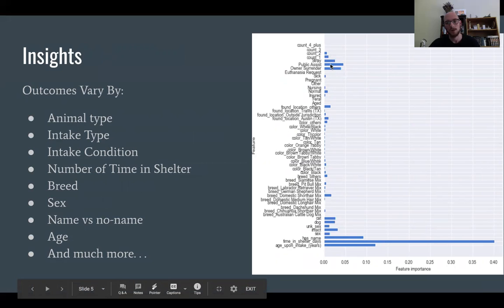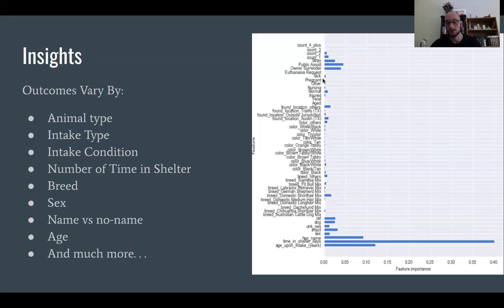So are they a stray? Are they a public assist? Was it an owner surrender or even euthanasia request? Sometimes those still get adopted. So these are all important features, and more importantly, these are all features that any reasonable animal shelter in the country or in the world would record. So this model could potentially be transferred to other shelters and used effectively as well.